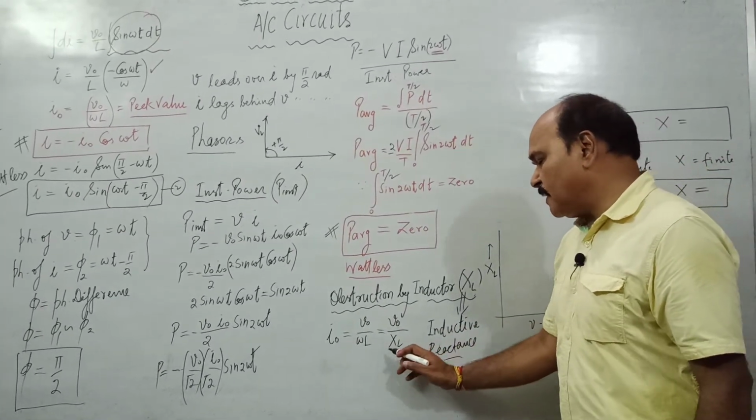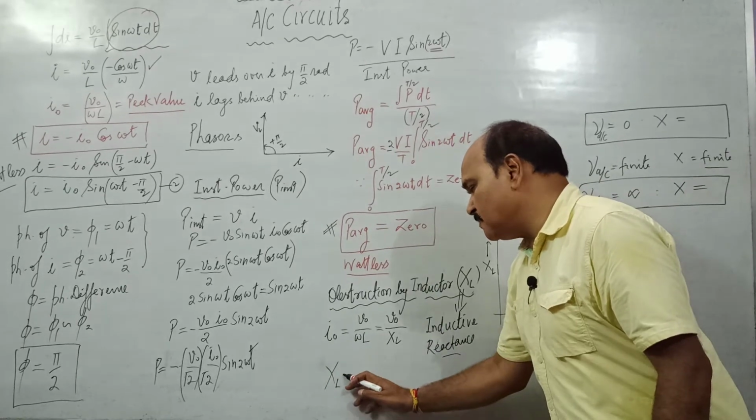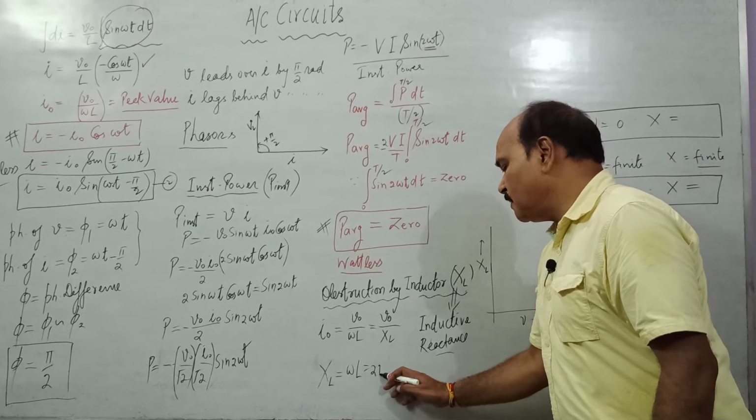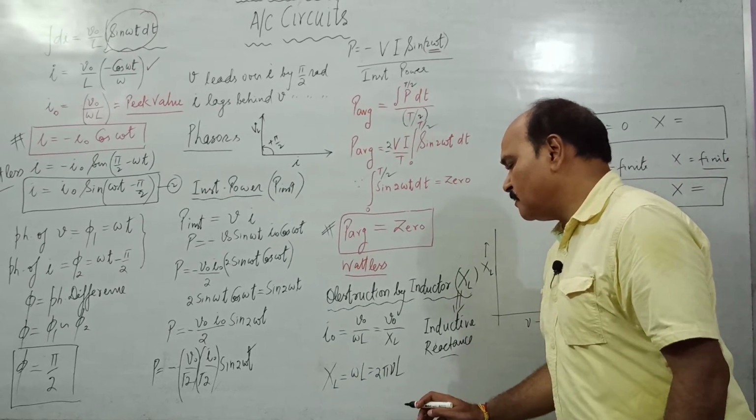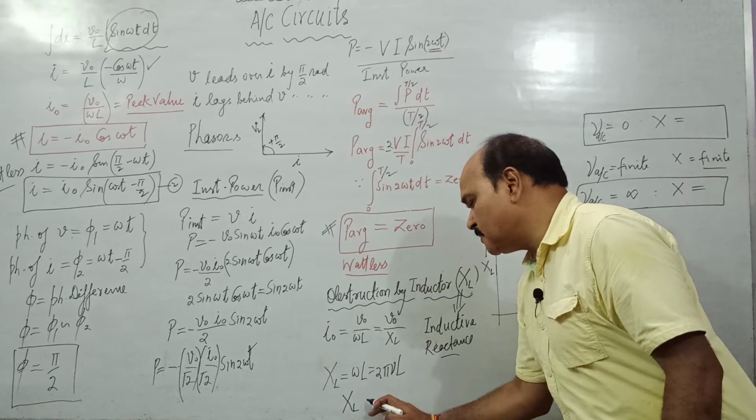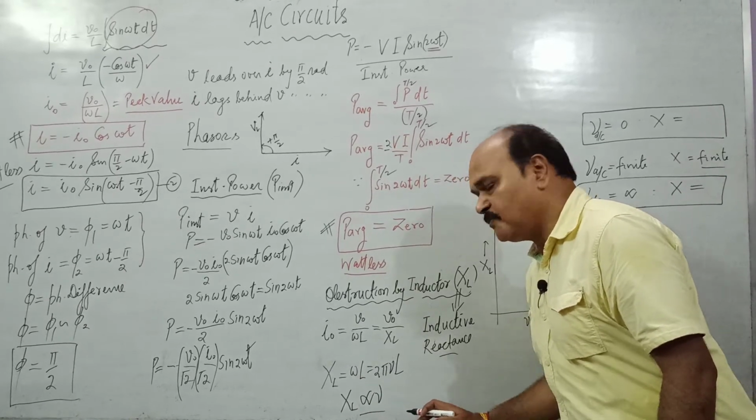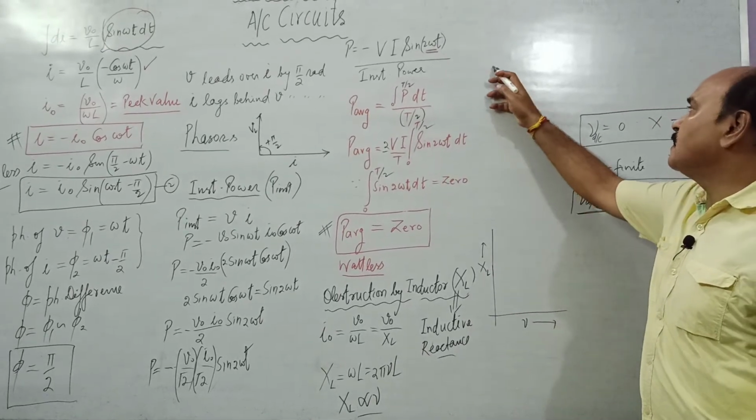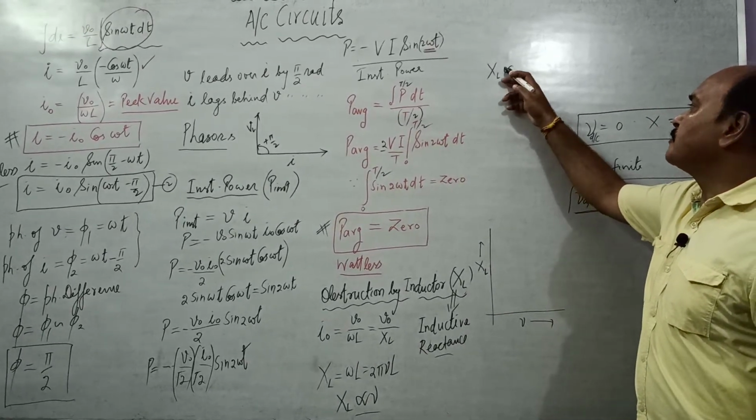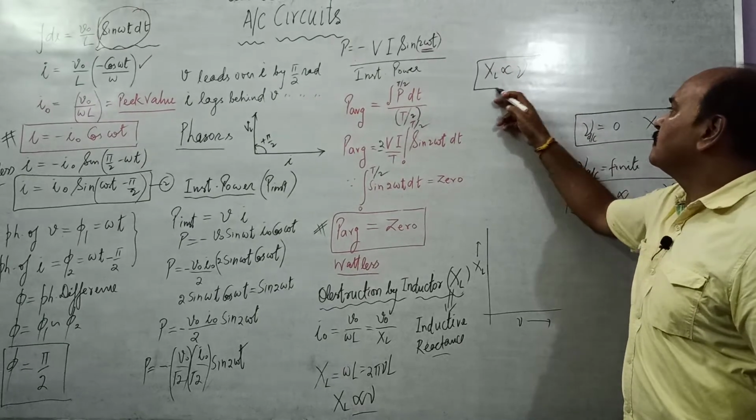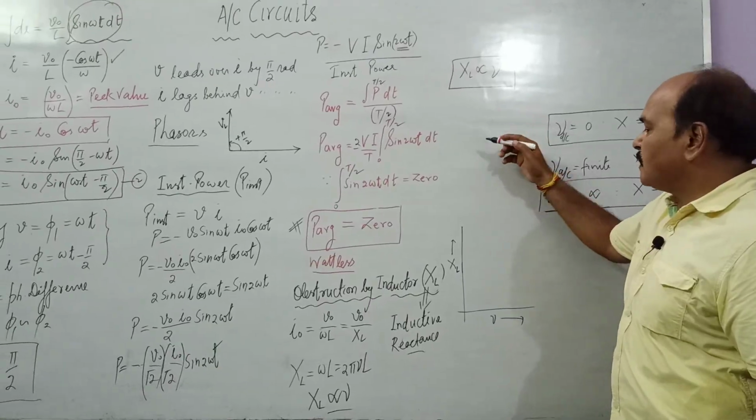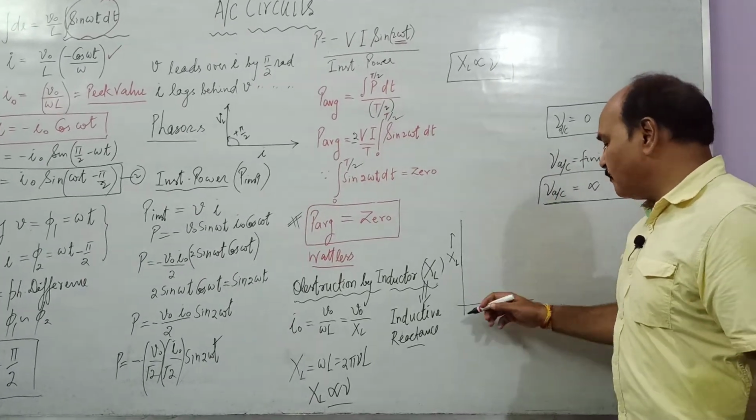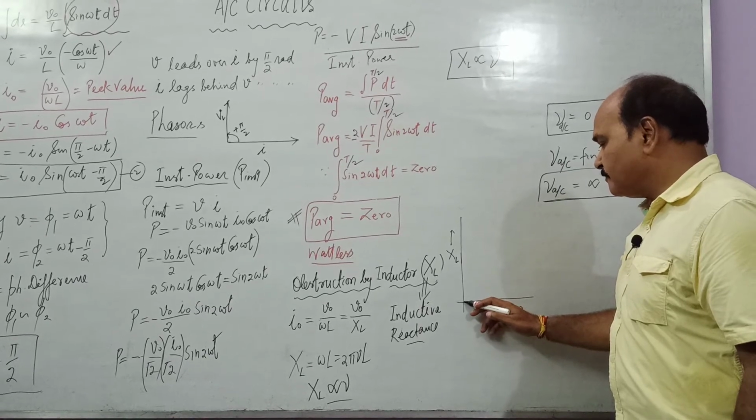So what is this XL, the inductive reactance? That is omega L. And what is omega? This omega is 2 pi nu, times L. That means obstruction by inductor is directly proportional to frequency. Very, very important. So obstruction by inductor is directly proportional to frequency. And if we plot a graph of XL against frequency, it is going to be a straight line graph like this.